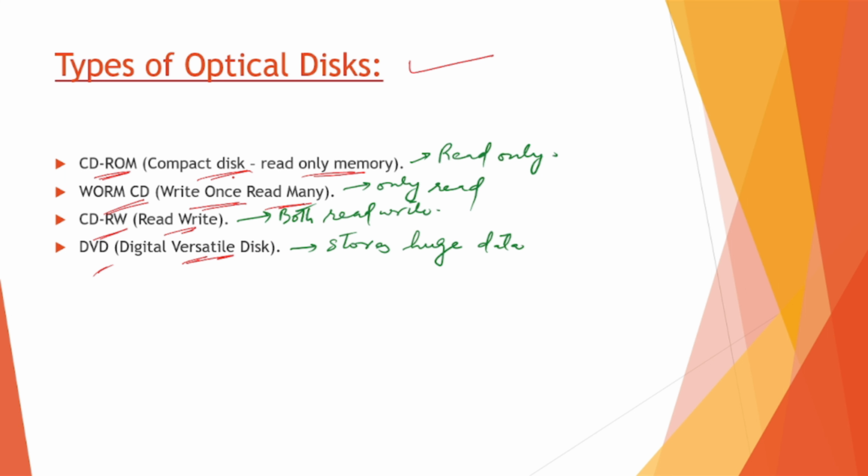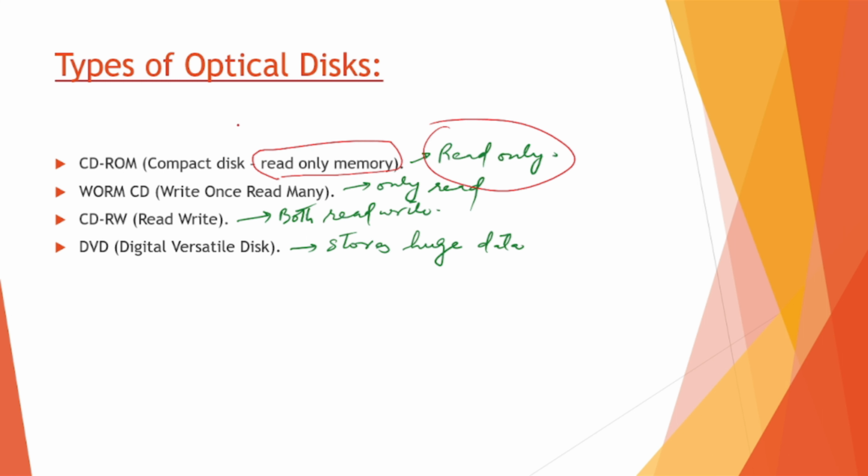In the case of a compact disk, this is read-only memory. Make a note of this. That means once it has been written by someone, we can only read the data from it and cannot alter it. In the case of WORM CD, it's write once, read many. That means we can write it only once, but after that we can read it many times.